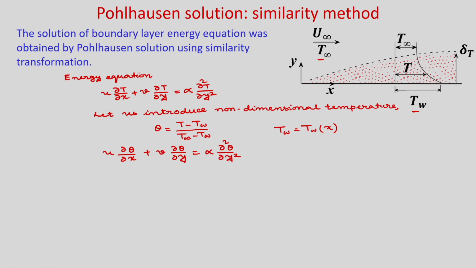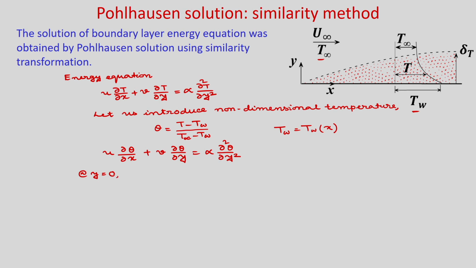So, now let us write the boundary conditions. You can see at the wall where y is equal to 0, you have T is equal to T W, and y tends to infinity, means away from the boundary you have free stream temperature T infinity. You can see that as x tends to 0, at the leading edge of the flat plate we have free stream temperature T infinity. So, at y is equal to 0, you have T is equal to T W. So, theta will be 0.